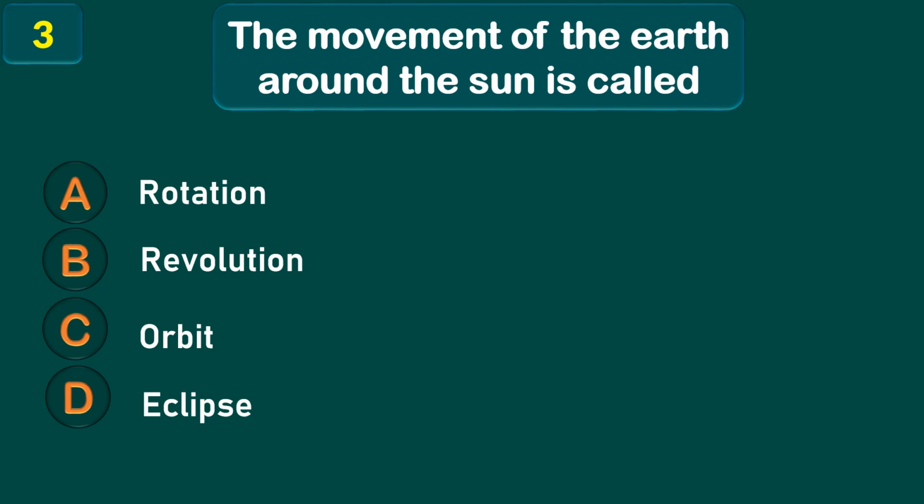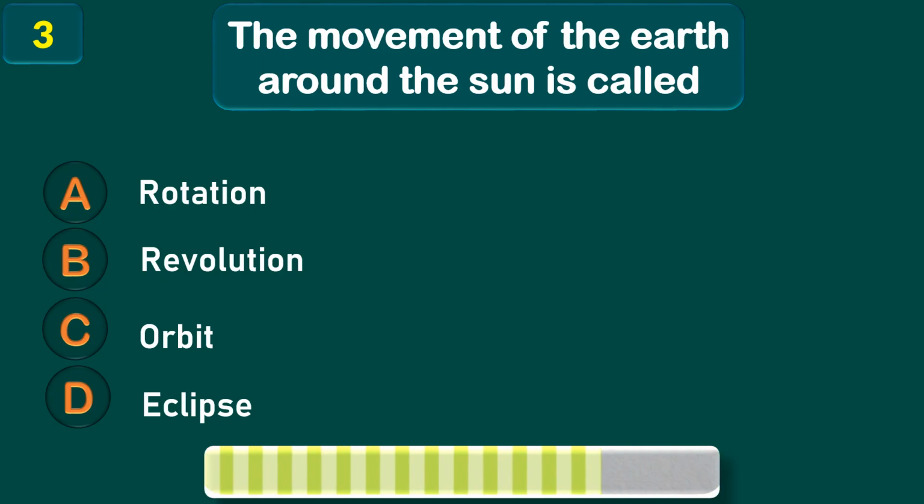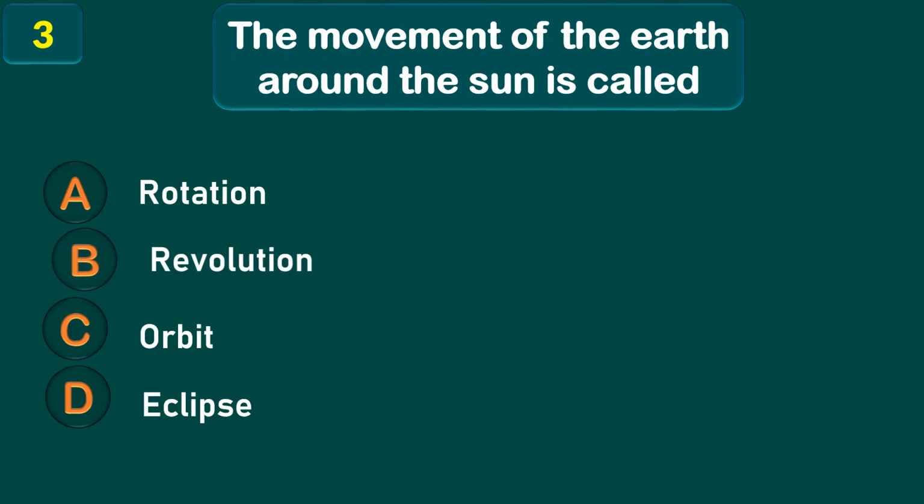The movement of the Earth around the Sun is called A. Rotation, B. Revolution, C. Orbit, D. Eclipse. Answer: B. Revolution.